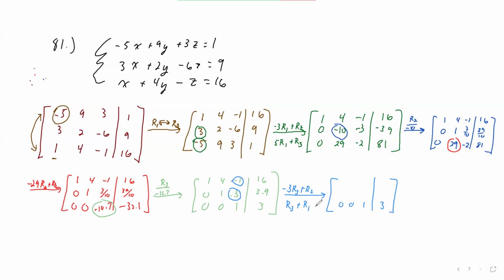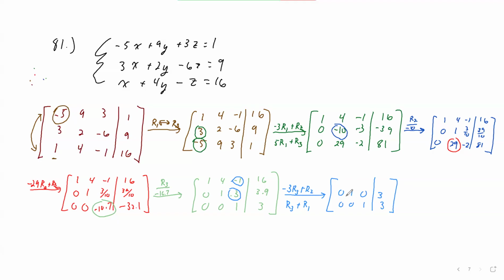All right, so here we go. So I'm going to do this one here. Negative 0.3 times 0 plus 0 is 0. Negative 0.3 times 0 plus 1 is 1. Negative 0.3 times 1 is negative 0.3 plus 0.3 is 0. And then now we have negative 0.3 times 3 plus 3.9, and that gives us 3 on the dot. So now I know what y is, and I just got to figure out what x is.